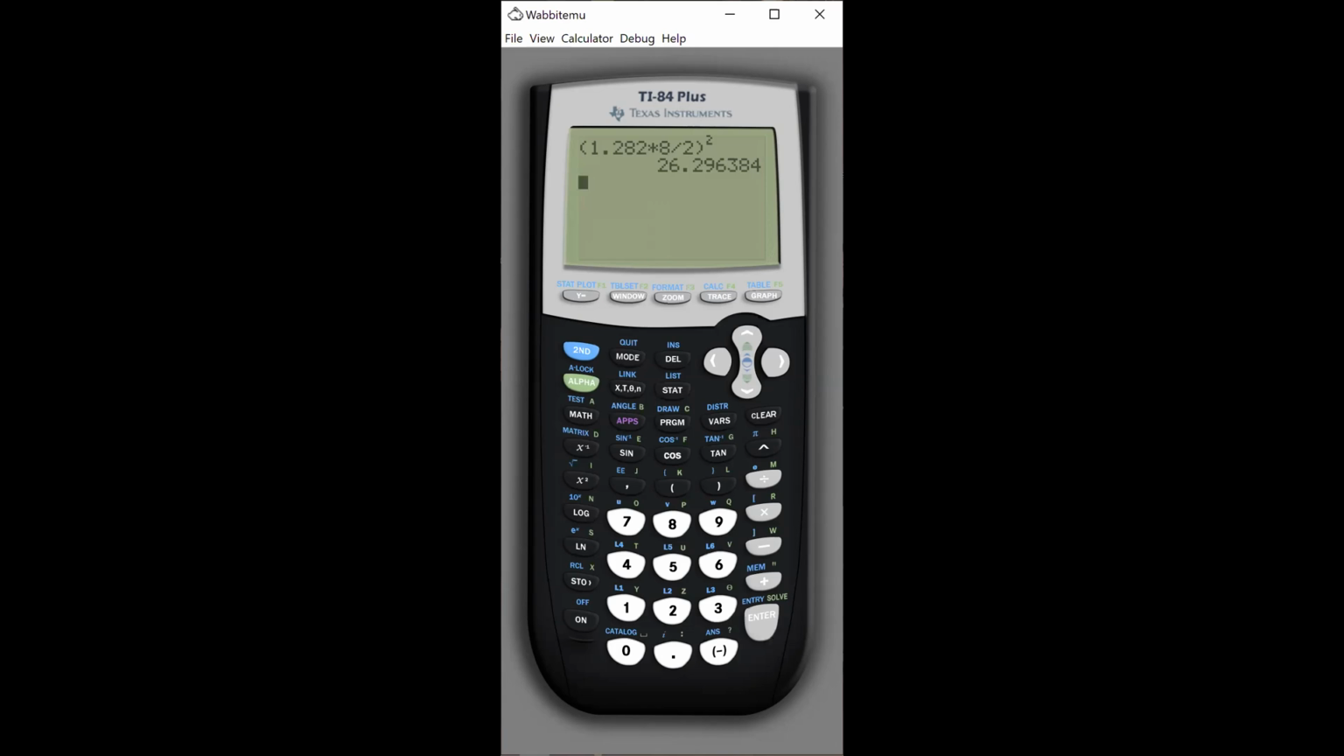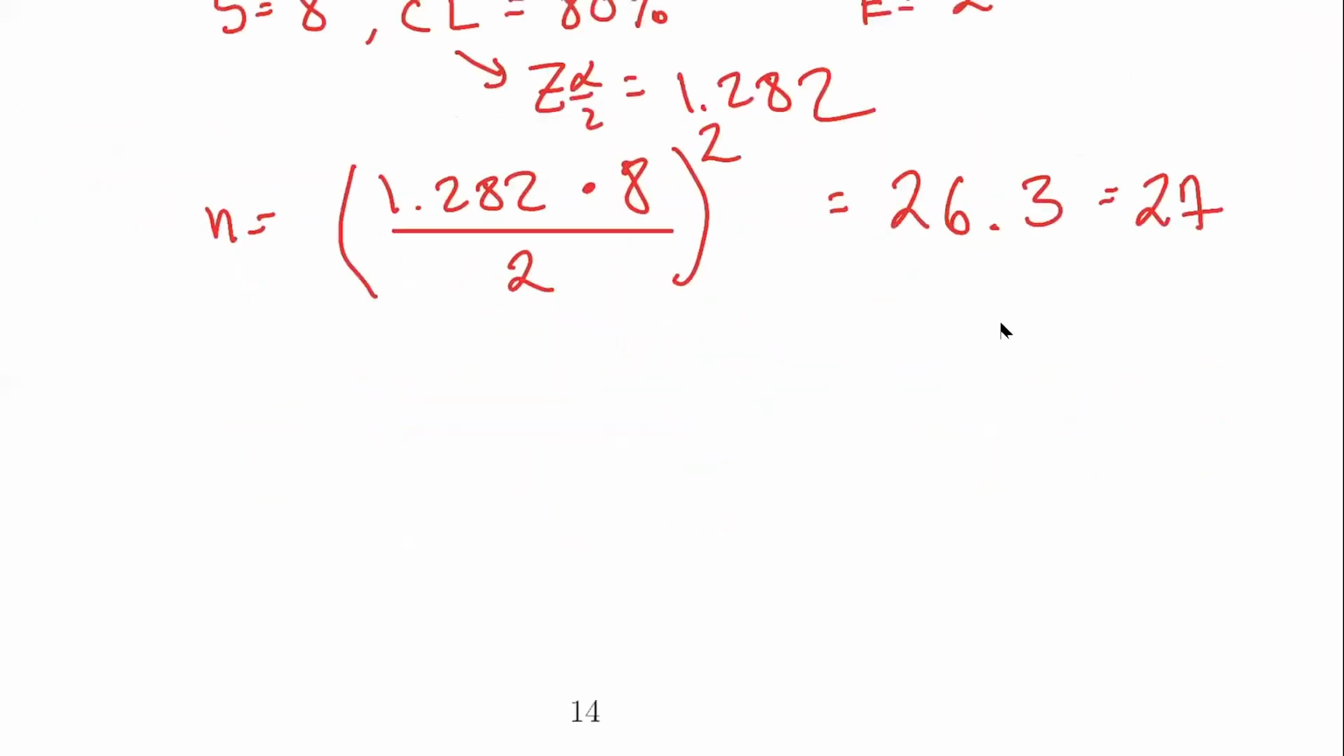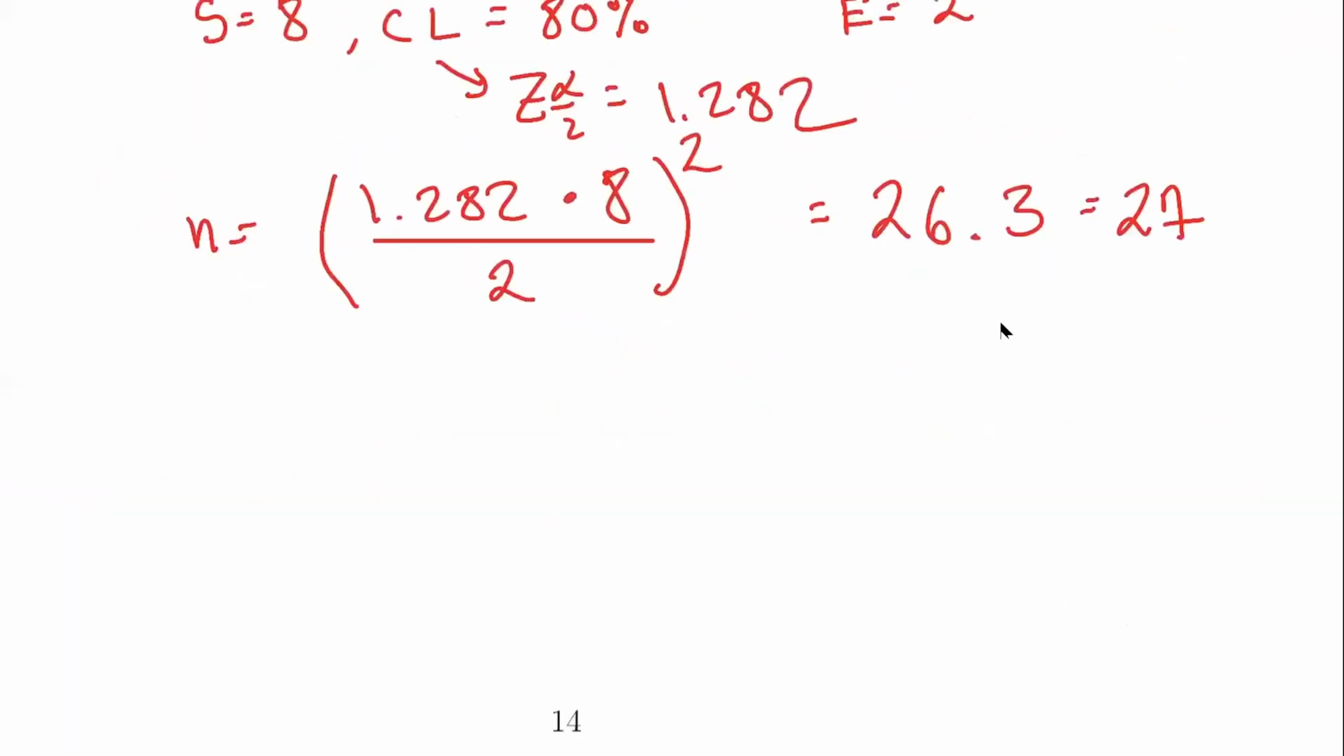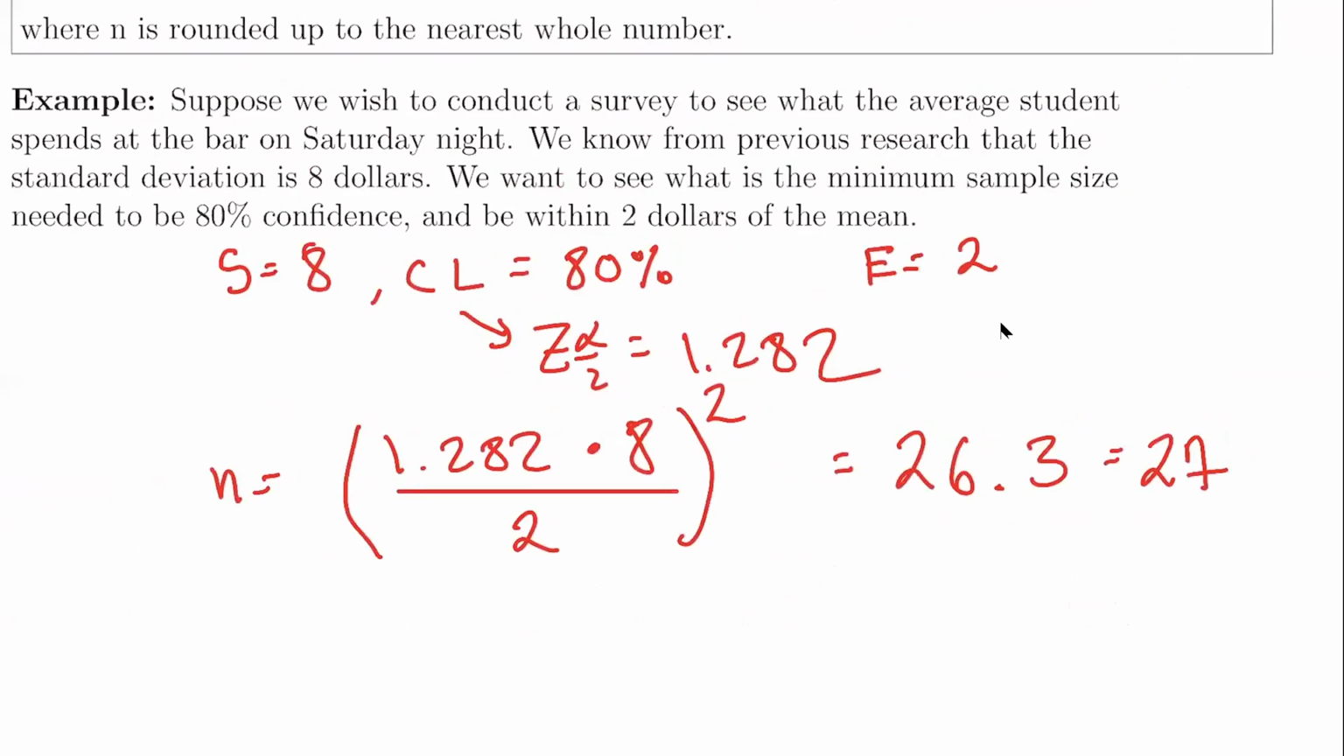Sweet. All right, so let me go back to the notes and we'll do a second problem. In case you're wondering how I wrote it, so I put 26.3, but then you just rounded it up to 27.